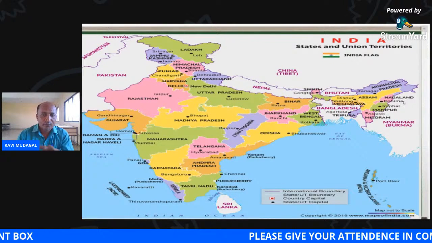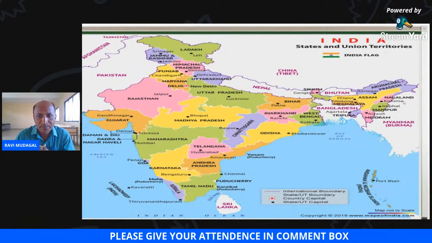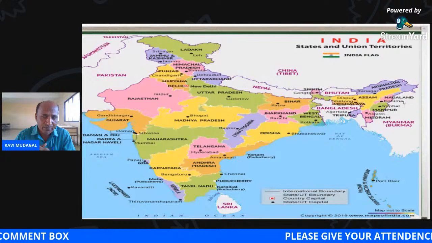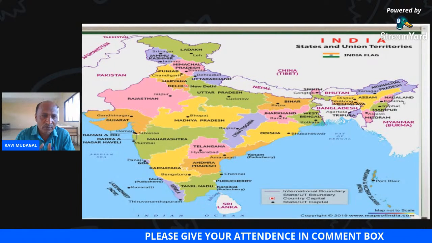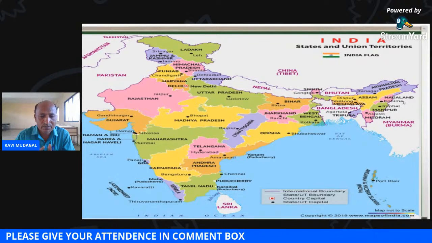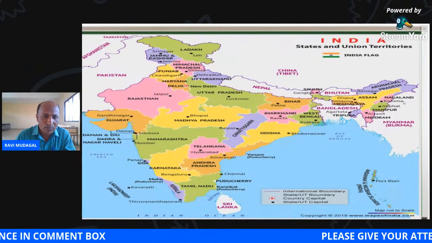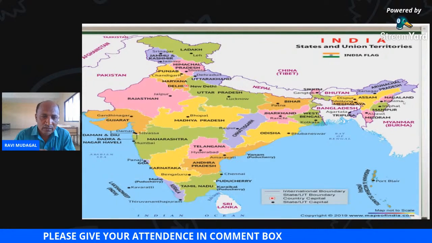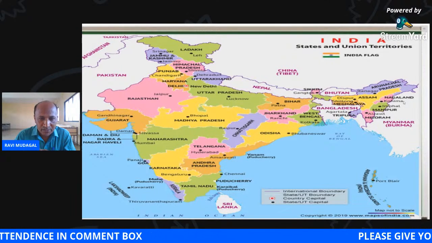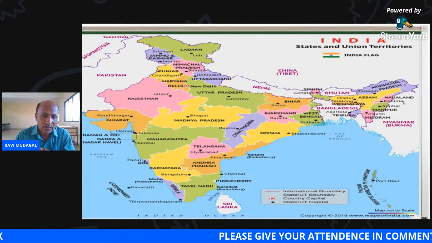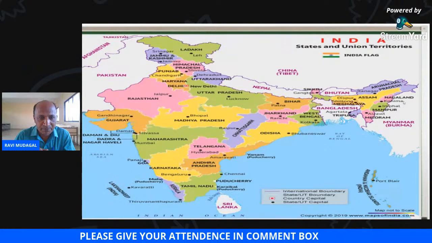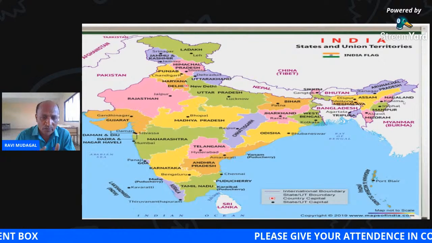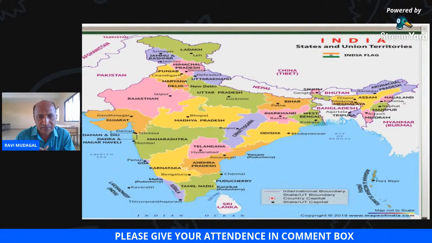Dear children, now let's take a look at the map of India. In this map, you can see 28 states of our country and 8 union territories. Take a look at this map and understand about the 28 states and 8 union territories. This is the outline map of India. This map consists of 28 states and 8 union territories.